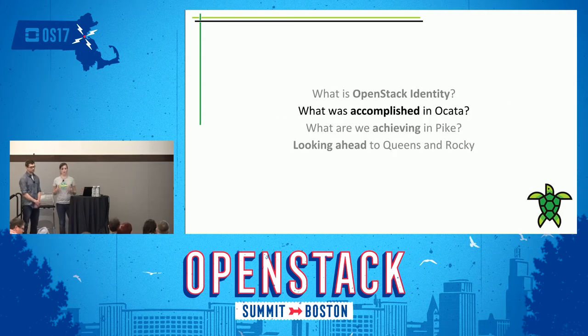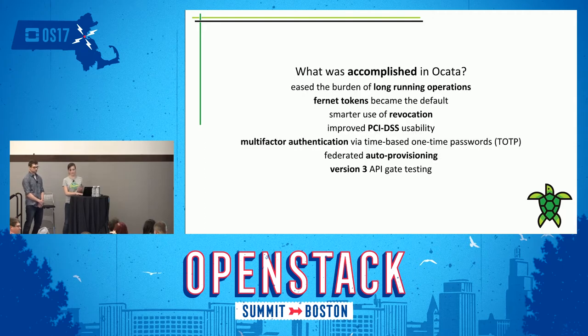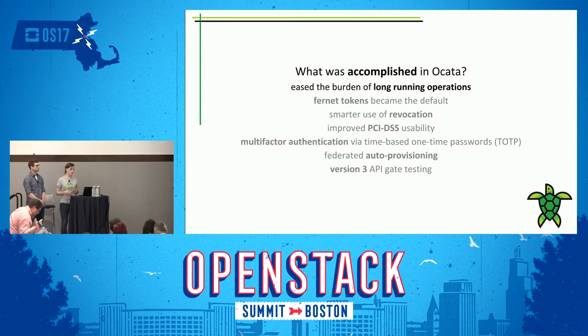So now I'll go into what we accomplished in the last cycle. So one of the big things that we got done in this cycle was easing the burden of long-running operations. So for a long time, operators had the problem of needing to run some sort of long-running operation that involved service-to-service communication. And in the middle of the operation, the token might expire, and that would cause the whole job to interrupt. And people were working around this by increasing the lifetime of tokens, but that didn't always work, and it's just also inherently less secure.